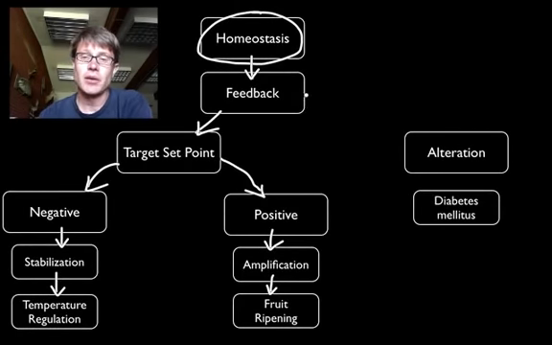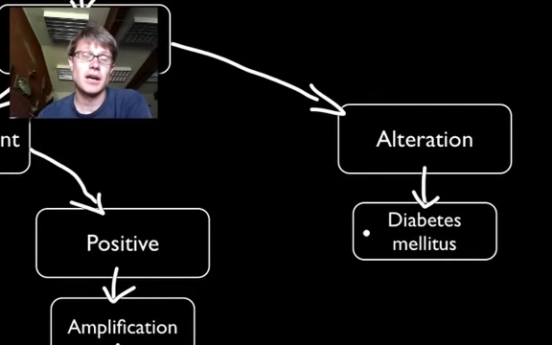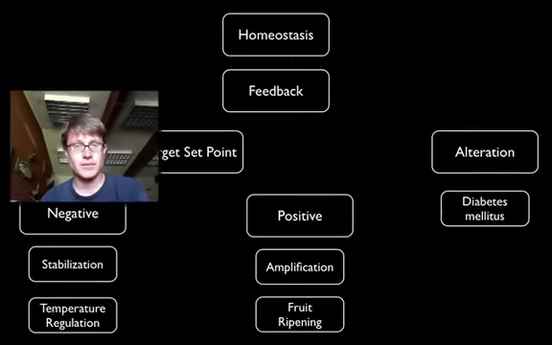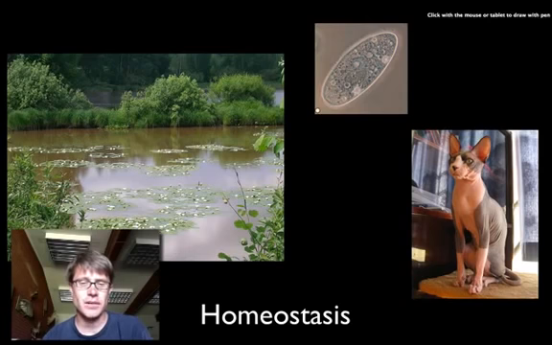Now, with a feedback loop, you can always have mistakes. You can always have alterations in that feedback loop, and that can lead to tragedy. Example would be diabetes, which is a problem in creating insulin or sensing that insulin. And so that's just a problem in a feedback loop, and it can lead to really bad things. And so let's start with homeostasis.